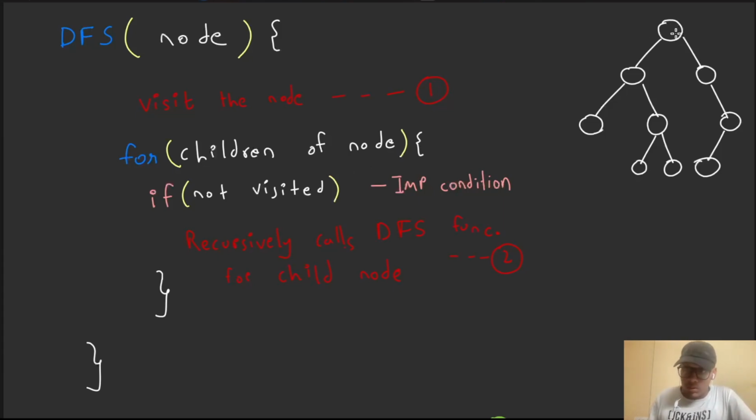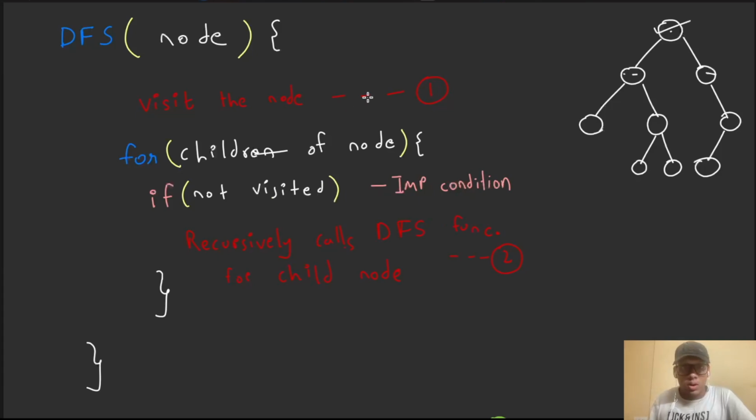Okay, so from this node, what is the first step? I will visit this node. This is visited. Now I will go down. I will go through all the children of this node. So this and this are the children of this node. So is this visited? The condition, no, it is not. So I will call DFS for this node.